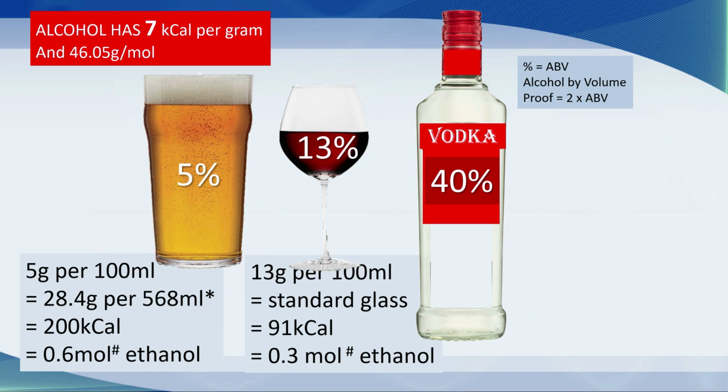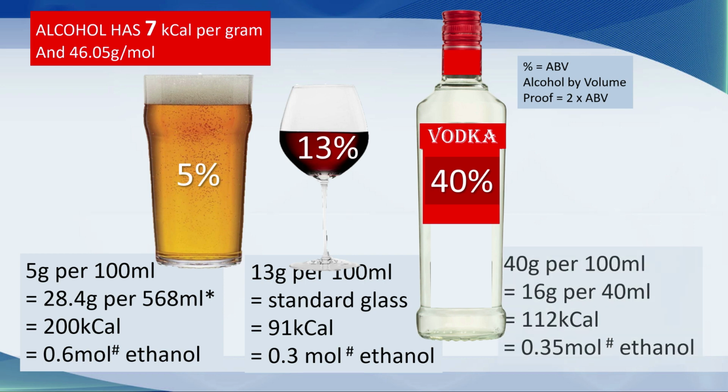Wine is 13 grams per 100 mils. A standard glass is about that size. 91 kilocalories, or 0.03 moles of alcohol. Vodka is 40 grams per 100 mils, or 16 grams in 40 mils, which is the standard shot of a spirit. That works out at 112 kilocalories, or 0.035 moles of ethanol.